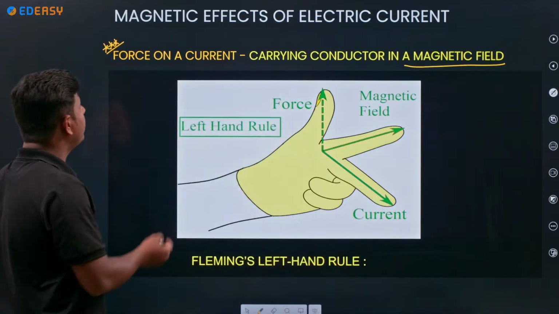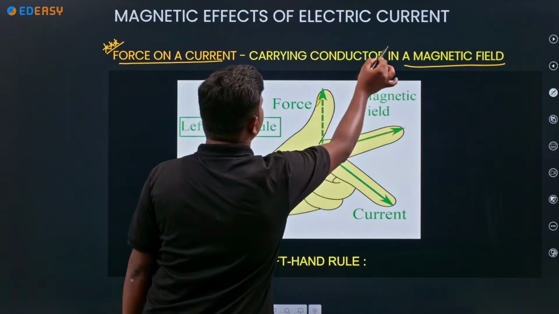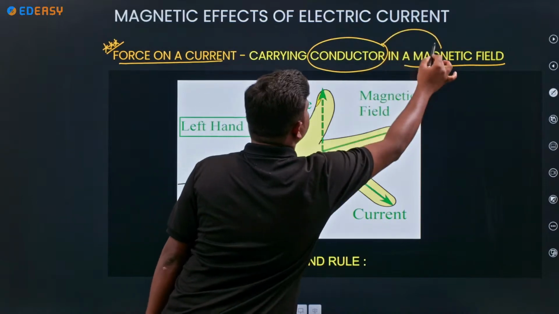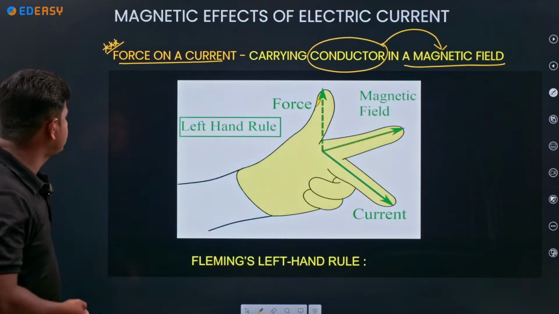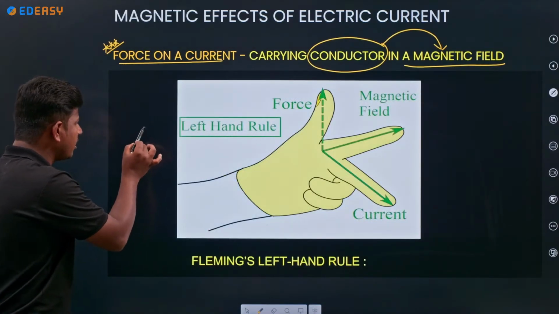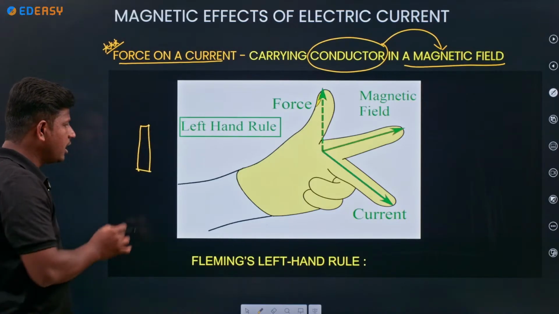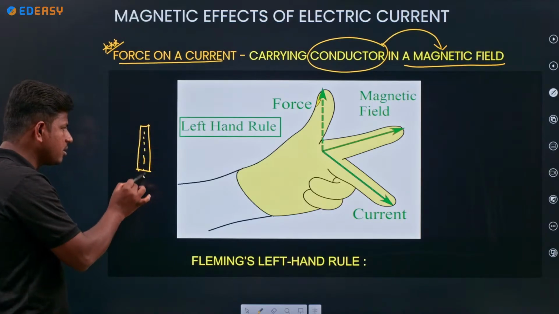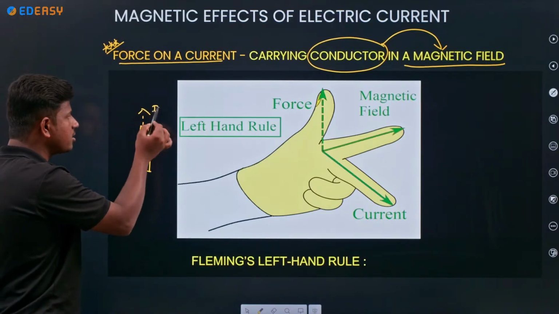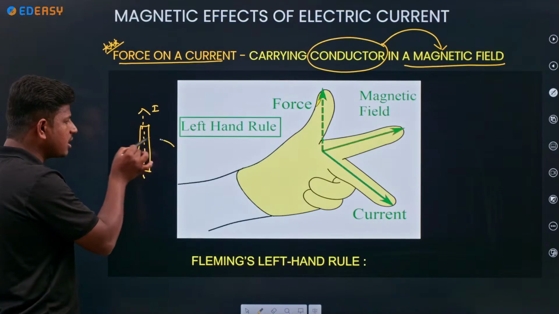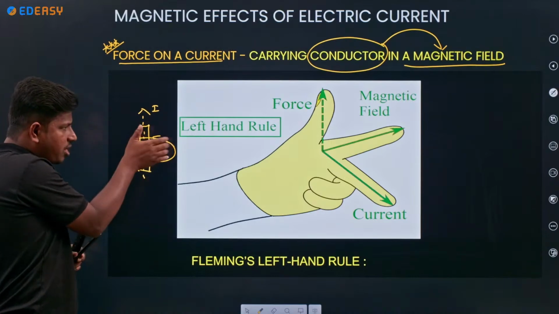Here, the conductor must first of all be in a magnetic field. I am taking one conductor here. If current is passing upward in this direction, the magnetic field forms a circle around it.